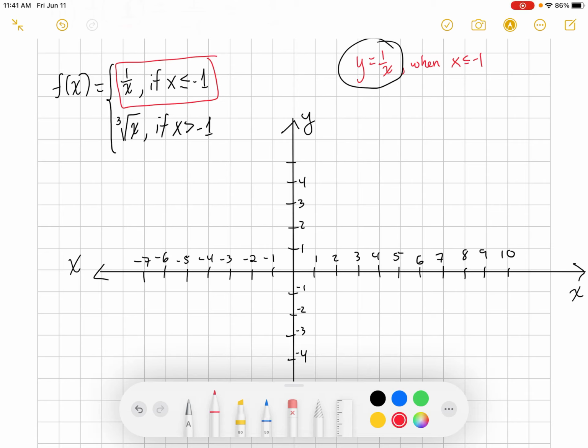So if I want to graph 1 over x, that's an important function that we learned about when we were doing the library functions. Key points here are 1, 1, 2, 1 half, 1 half, 2, and it did something like this, right? So I'm going to do that very lightly. Imagine me doing that with a pencil, very, very lightly. Then on the other side, we'd have negative 1, negative 1, negative 2, negative 1 half, and negative 1 half, negative 2. And you'd have something like this.